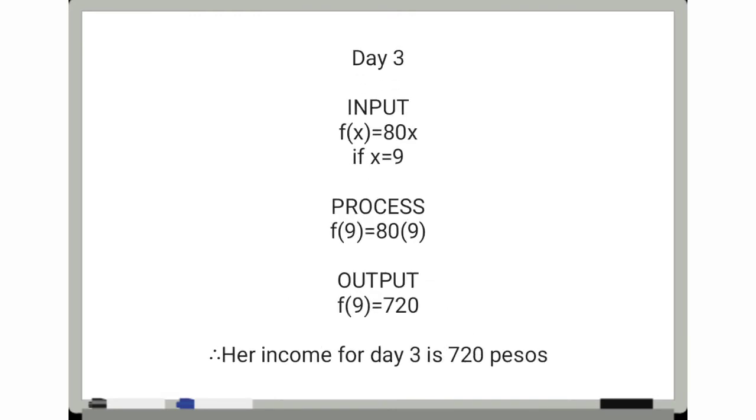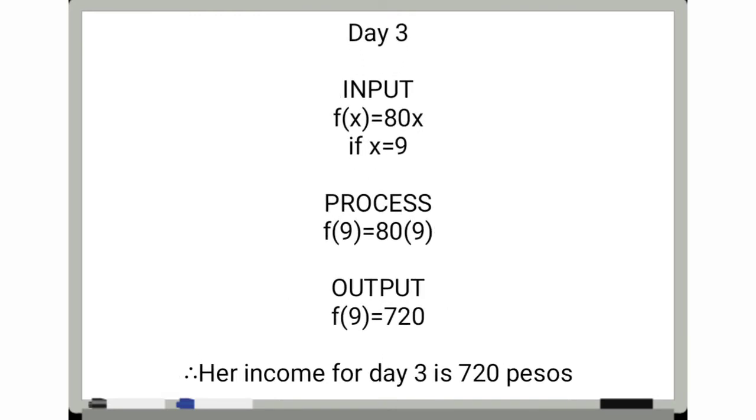In day 3, she worked for 9 hours. Our input is f of x equals 80x. If x is equal to 9, our process is f of 9 equals 80 times 9. Our output is f of 9 equals 80 times 9 equals 720. Therefore, her income for day 3 is 720 pesos.